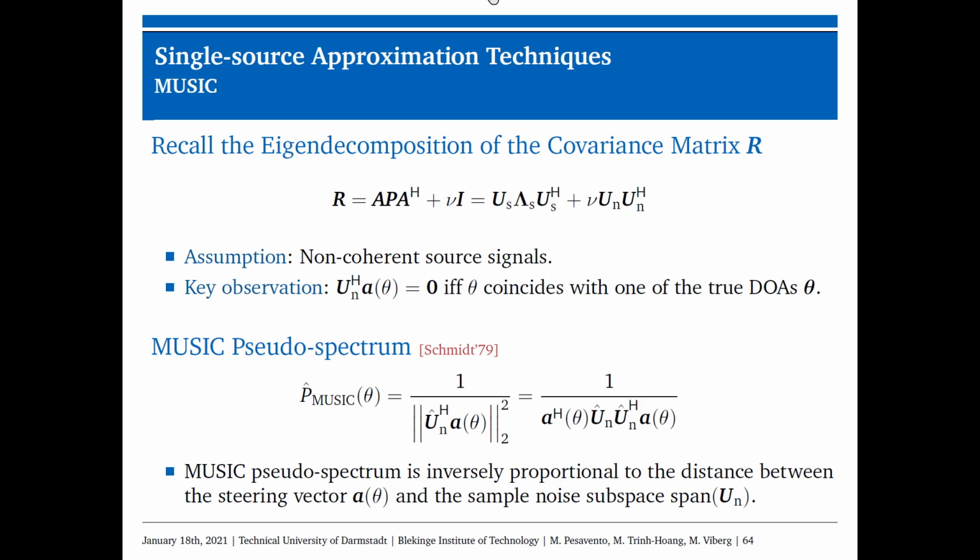This means if we measure the distance between the steering vector A and the sampled noise subspace UN hat, and we take its inverse, this value will be large near a true DOA. And this is actually the original derivation of the MUSIC pseudo-spectrum from the perspective of the noise subspace. But what would happen if we look from the signal subspace?